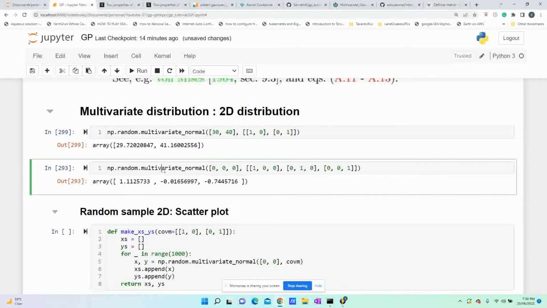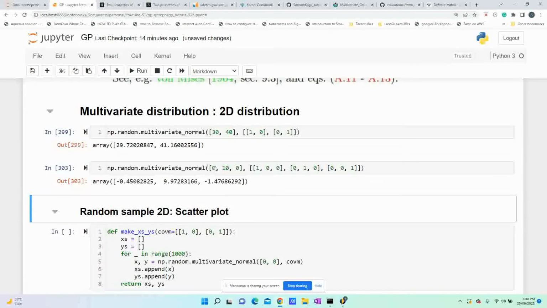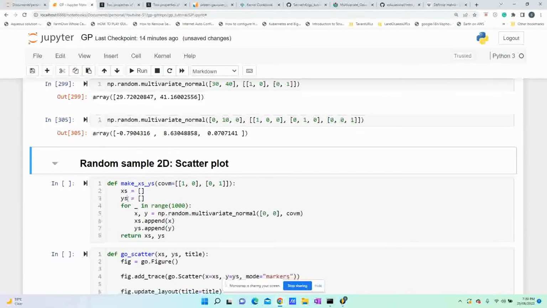Now I can do the same thing for three dimensions as well. Let's say I take a three-dimensional Gaussian distribution and specify a covariance matrix which is nothing but an identity matrix, which means that all three dimensions are free to change as per their wish. This is what you get. You can probably change this to 10, and then you'll see that the second number in the vector is close to 10. This is what a multivariate normal distribution is.